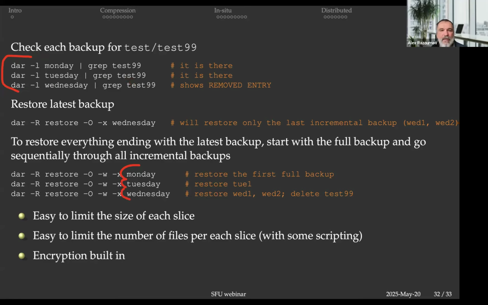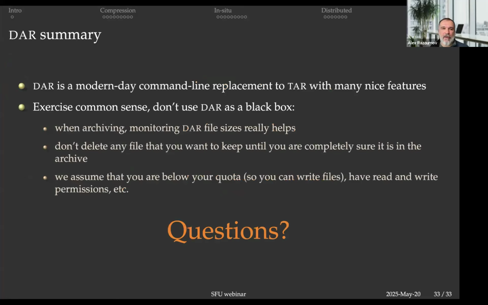So anyway, I really, really highly recommend DAR. It works really fantastically well. It's very easy to limit the size of each file. So if you know that you'll be writing this to an external drive with some quota or some finite size, then you can limit the size of each DAR archive slice. It's very easy, with a little bit of scripting, to limit the number of files per slice inside DAR. As I said, encryption is built in, which is fantastic because you can securely store your data on, let's say, a shared file system. I really, really strongly recommend this tool.